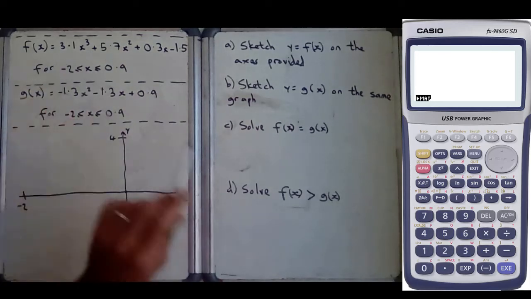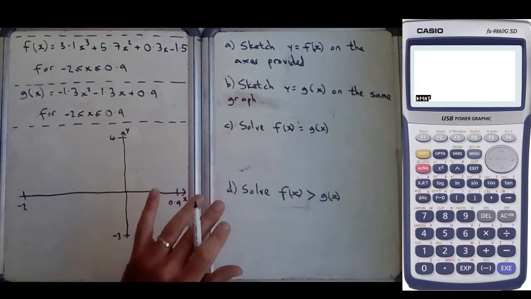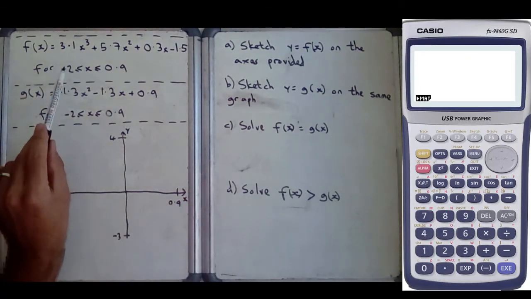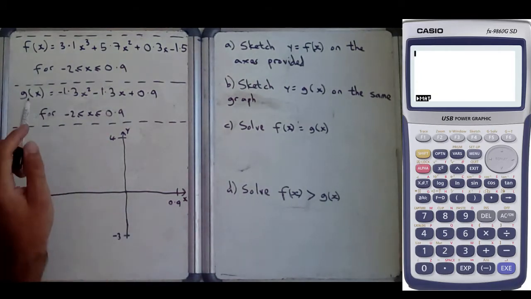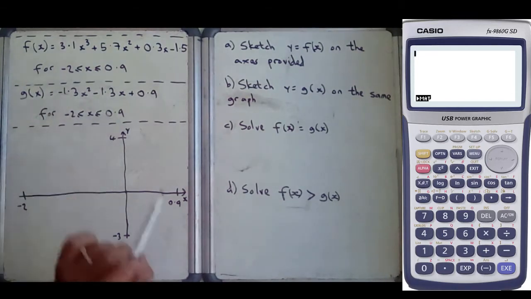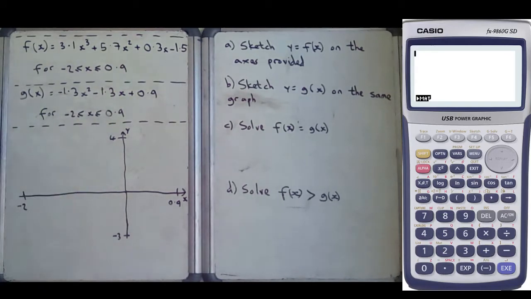f of x equals 3.1x cubed plus 5.7x squared plus 0.3x minus 1.5 for x is greater than or equal to minus 2 and it's less than or equal to 0.9. g of x equals minus 1.3x squared minus 1.3x plus 0.9 for x is greater than or equal to minus 2 and it's less than or equal to 0.9.